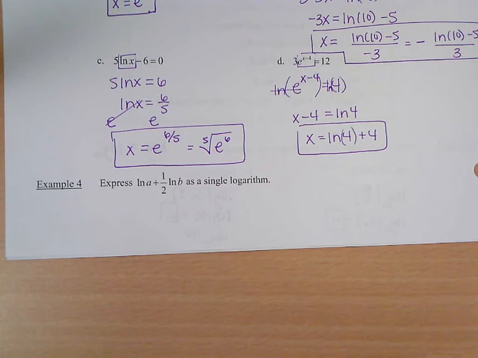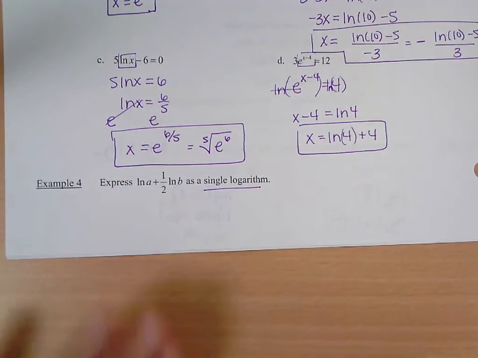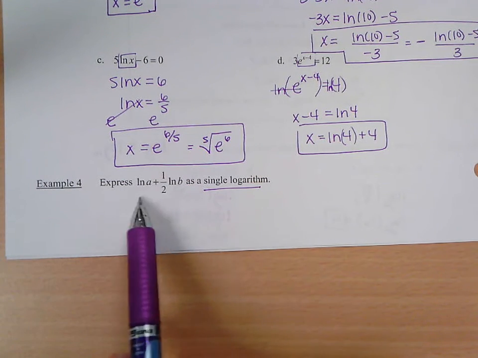Okay, last example on this side, and then I'm going to talk about change of base, which a lot of you with your calculators probably won't even need to know how to do. So it says express natural log of a plus 1/2 natural log of b as a single logarithm. So you want to write this just as the natural log of one quantity, using properties or the laws of logs. So how could I rewrite this?